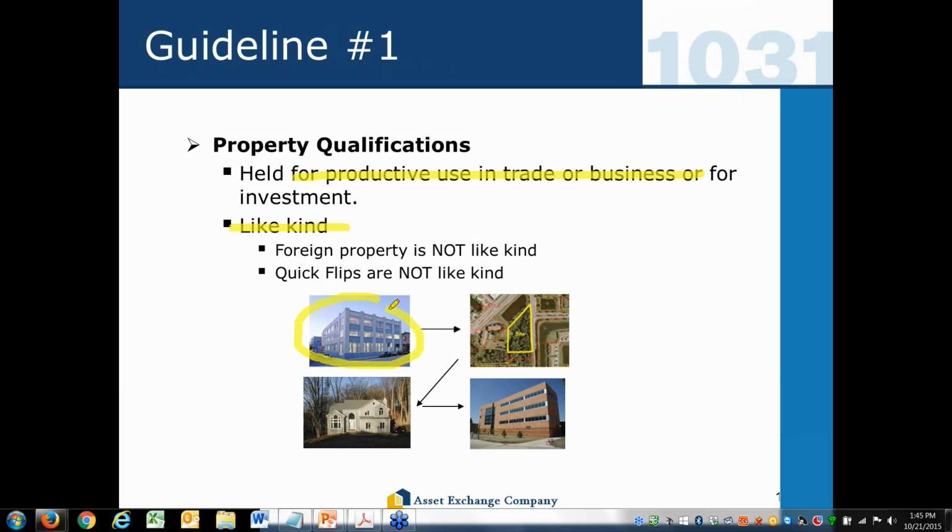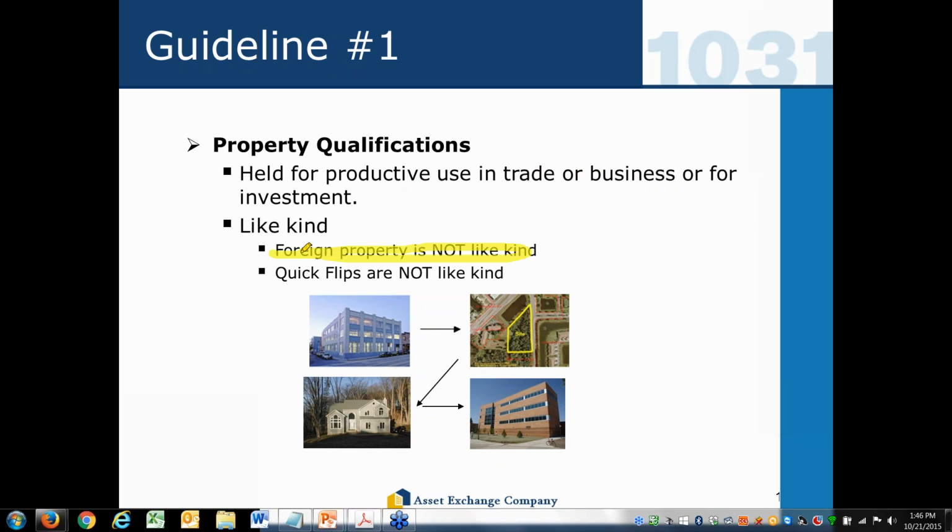You can sell a 20-unit apartment building. You can exchange into land. You can sell the land and buy a rental home. You could sell the rental home and buy an office building. You have a lot of flexibility on the type of real estate you can get into. One thing you cannot do, though, is exchange property in the United States for property in another country. Foreign property is not like kind to domestic. So you sell in the United States, you need to buy in the United States.